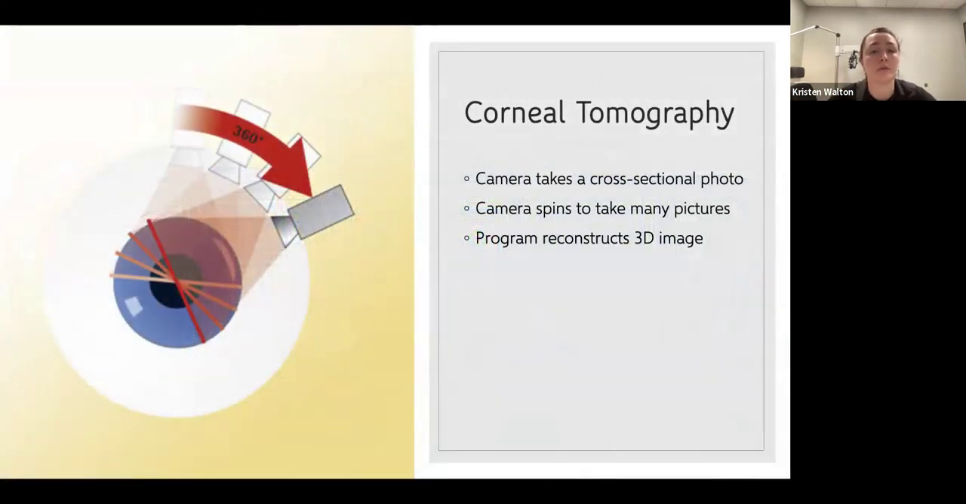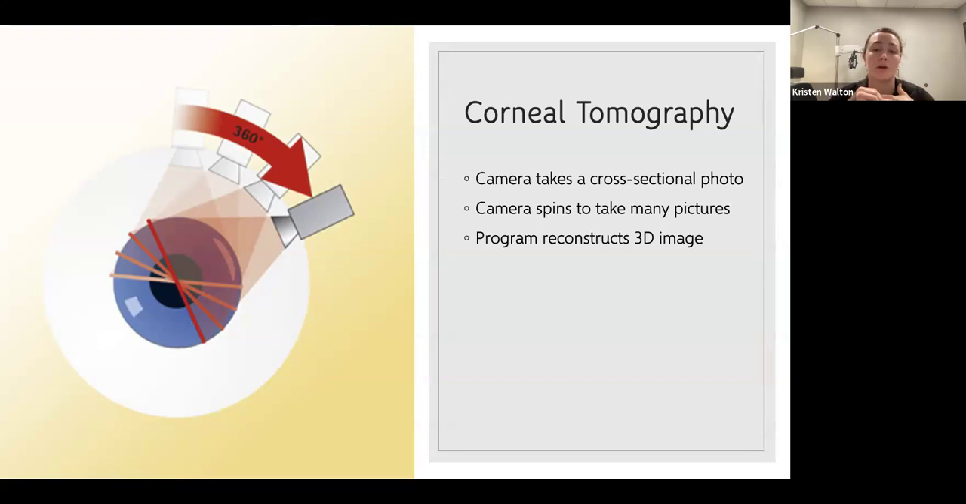And then we have corneal tomography. So the camera takes a cross-sectional photo. The camera spins to take many pictures, and then it reconstructs a 3D image. So instead of just having a topographic map of the front surface of the eye, now we're looking at the very front surface and the back surface to see how they're interacting, or if we have any corneal disease that's early in its stages, and we can pick up on that a little bit quicker.